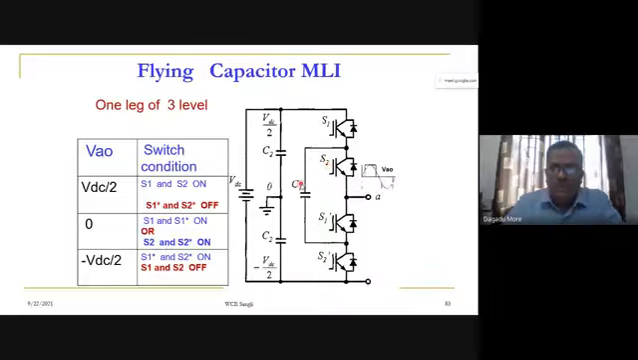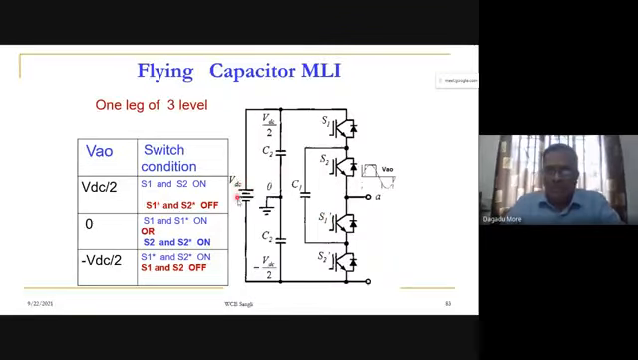Here we are using capacitors, particularly for getting the different voltage levels. The switch configuration is IGBT and anti-parallel diode, and we use the capacitors, with the help of the switches, to get the different voltage levels. Again, we are concentrating on a very simple case, that is a three level inverter, and we have shown only one leg here for simplicity.